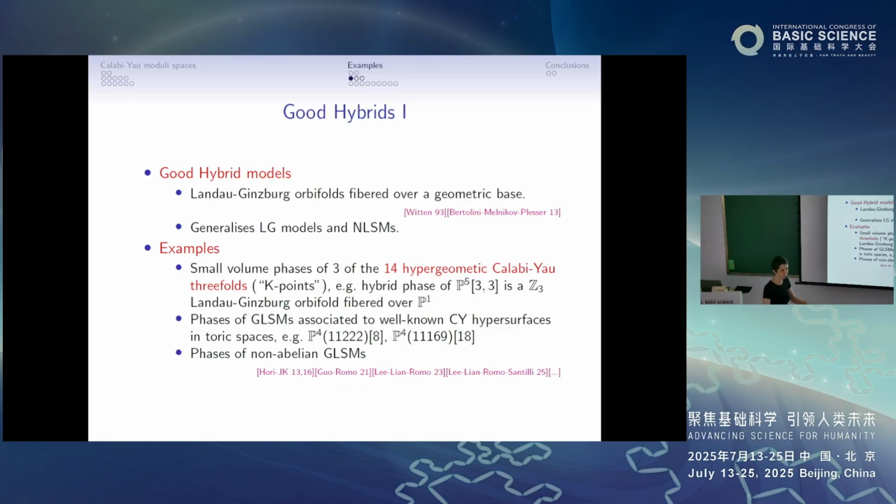This one has a P1 base spanned by the coordinates that have weights 1, 1, and it's a K3 fibration. So this model is a K3 over P1. And you can picture the hybrid phase as the P1 staying what it was and the K3 undergoing a Landau-Ginzburg transition. And the second example is an elliptic fibration. So the base is a P2 spanned by the coordinates that have weights 1, 1, 1 here. And you have the standard elliptic fiber. And the elliptic fiber undergoes a Landau-Ginzburg transition.